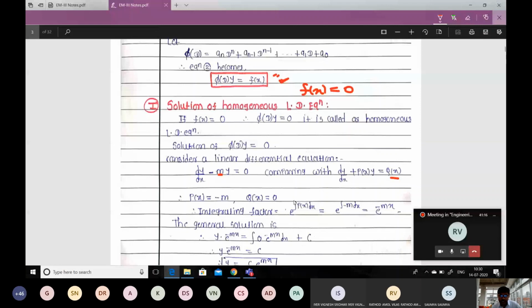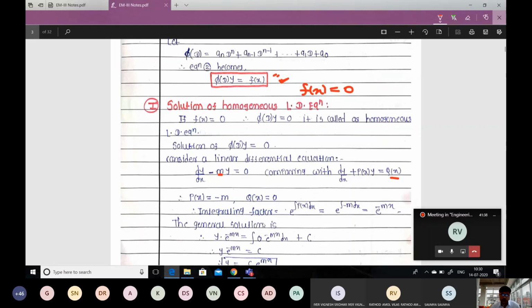e to the power integration of p of x dx. What is the value of p of x? It is equal to minus m. So I'm just substituting here e to the power integration of minus m dx, but minus m is a constant. We can pull it outside of the integral sign. So integration of dx, we are left with x only. So e to the power minus mx. This is the integrating factor.